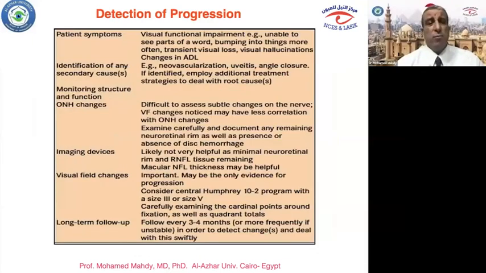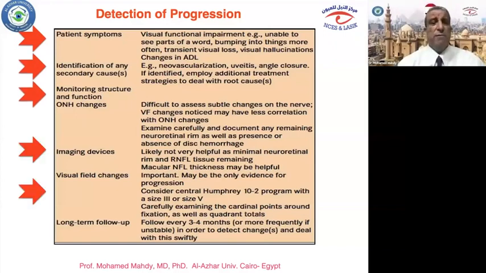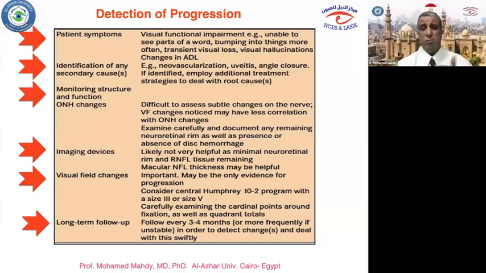How are you going to detect and follow up glaucoma? It varies between the patient's symptoms, identifying any secondary cause that has to be corrected, monitoring structure and function, how you are going to use imaging devices, how you are going to use visual field changes, and long-term follow-up and subsequent visits. We could say that the subsequent visit for advanced glaucoma with stable glaucoma should be between 3 and 4 months, and it could be more frequent if the condition is unstable, in order to detect changes and deal with them swiftly.